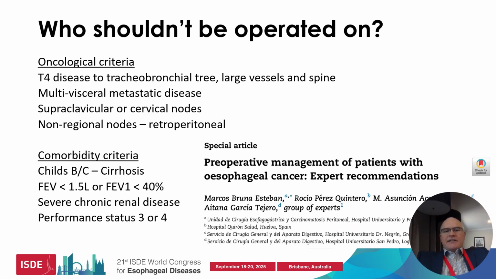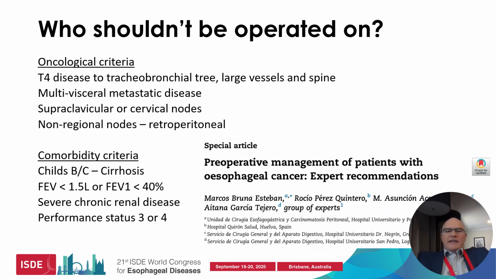It's probably easier to start with who shouldn't be operated on. Oncologically, in my eyes, T4 disease, the tracheobronchial tree, large vessels, and spine is not an indication for surgery. Neither is multivisceral metastatic disease. Out of field nodes in the supraclavicular or cervical nodes or non-regional nodes in the retroperitoneum means patients are inoperable and should be treated palliatively.